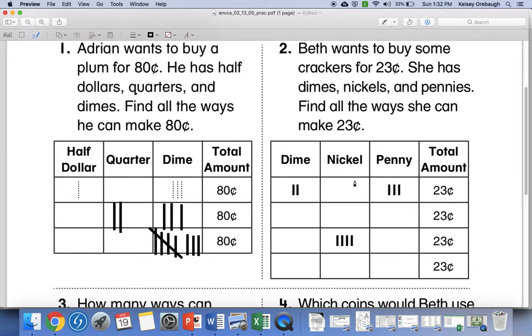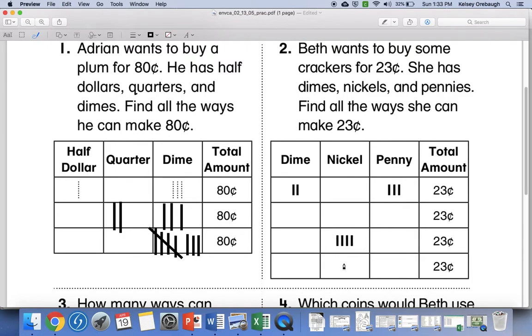And we are going to be filling in this organized list to find all the ways we can make that amount, all right? So they have done the first one for us. They've done a couple of them, started them at least, okay? So let's see what we have here. We have 2 dimes and 3 pennies. Let's see what that makes. A dime is worth 10 cents. Pennies are worth 1. So count your dimes first. 10 plus 10 is 20. 21, 22, 23. Perfect. 2 dimes and 3 pennies makes 23 cents. 20 plus 3 equals 23.